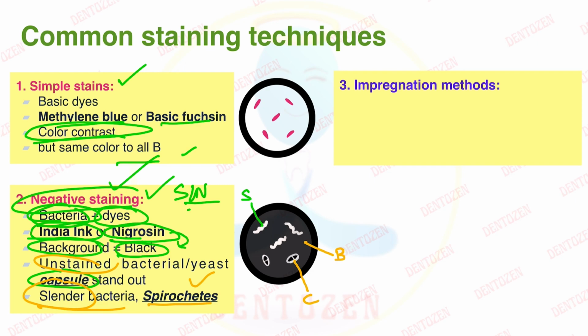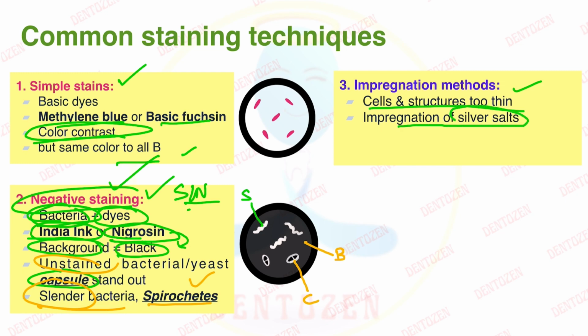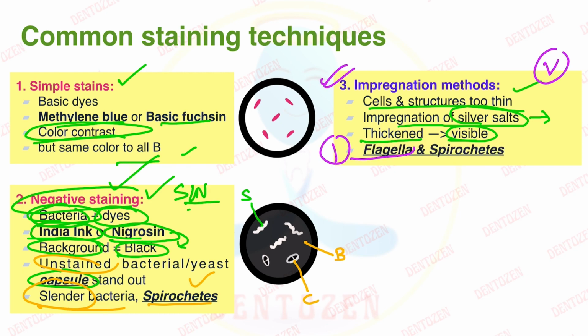Now third is impregnation methods. Some structures or cells are too thin to be seen under the microscope. How do we see them? We impregnate them with silver salts over their surface. We deposit these salts, which make them thicker, and now they become visible. Here comes the viva question: where do we use these techniques? To demonstrate bacterial flagella first, and second, again to see thin bacteria like spirochetes.